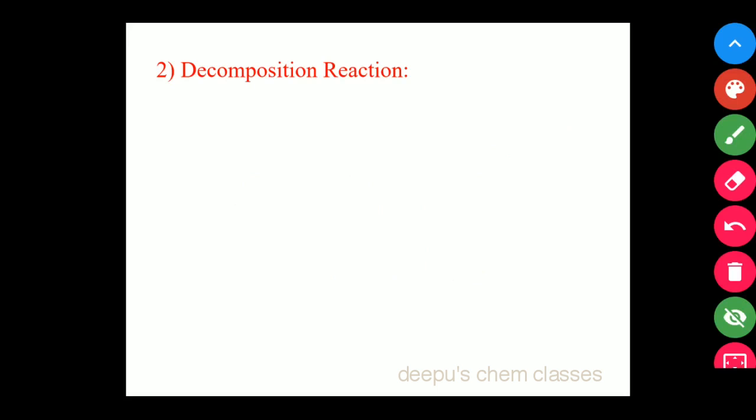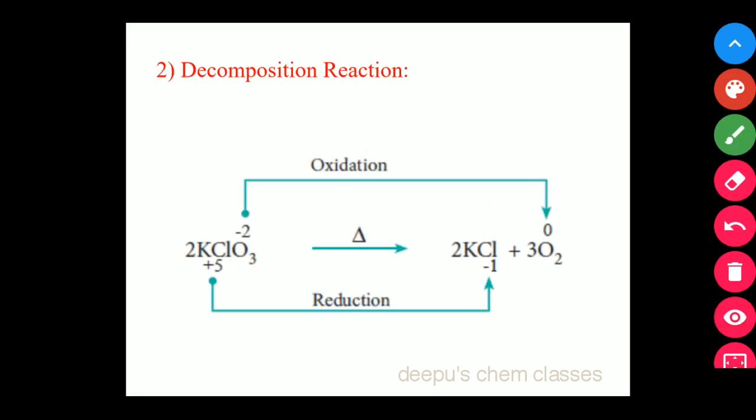So let us see an example. The simplest example is the thermal decomposition of potassium chlorate. Potassium chlorate, when it undergoes heating, what will happen? You get the products potassium chloride and oxygen.